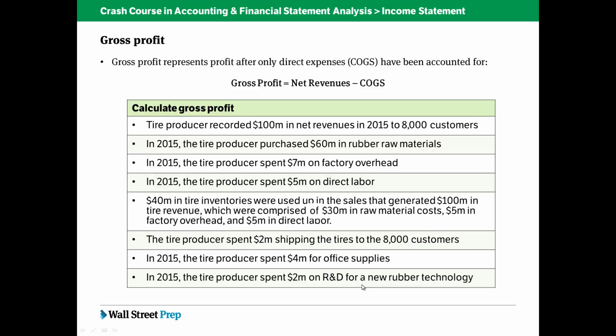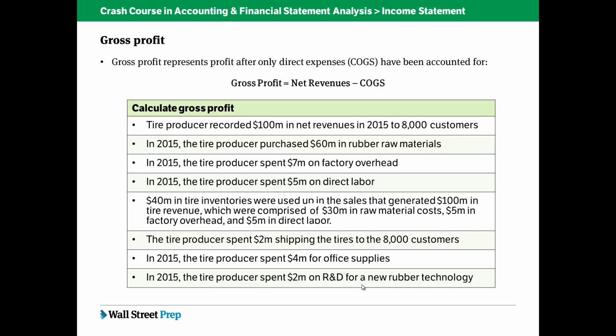Now, we're going to get to ratio analysis towards the end of this course, but certain ratios are just so important to come up time and again that it's just part of the basic lexicon of understanding accounting. So gross profit represents profit after only direct expenses have been accounted for. So it's net revenue minus cost of goods sold.